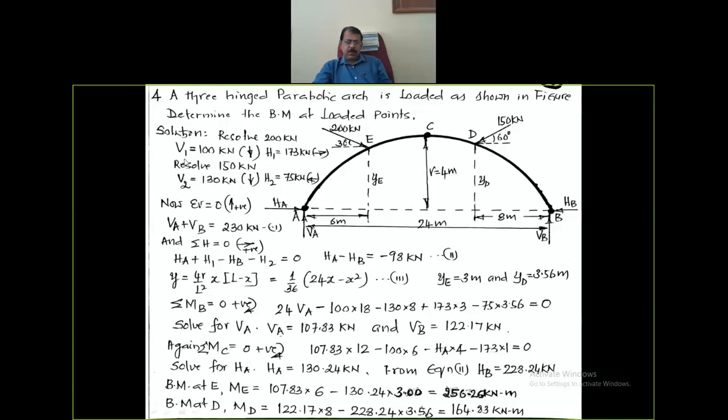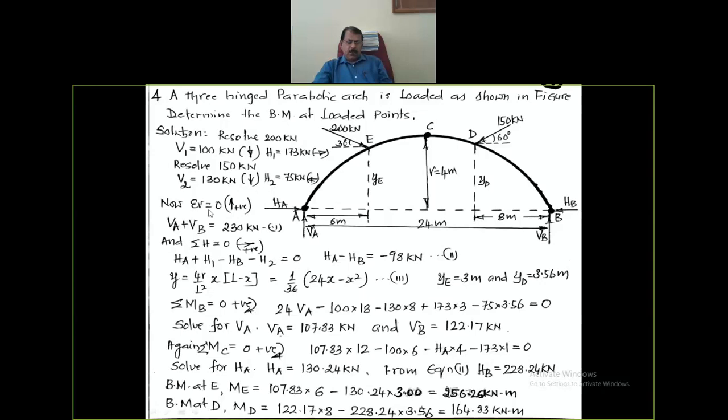Well, here V1 works out to be 100 kilonewton, direction is downward. H1 is 173 kilonewton, the direction of that force is from left to right. V2 is equal to 130 kilonewton, the direction of that force is downward. Similarly, H2 is equal to 75 kilonewton, the direction of that component is acting from right to left.